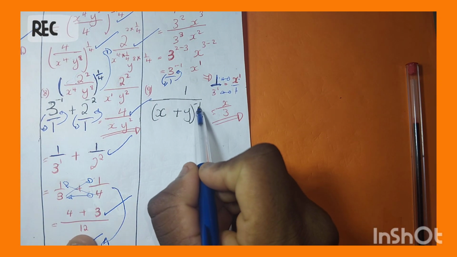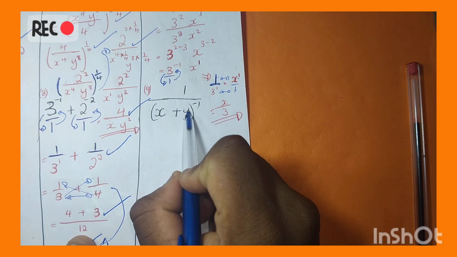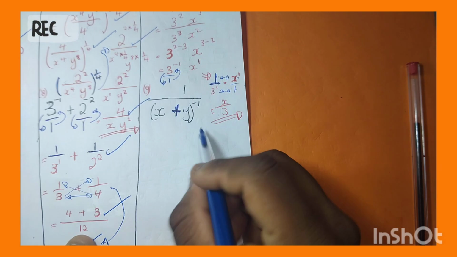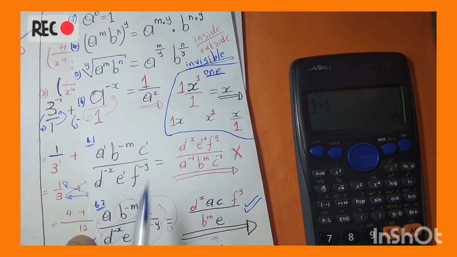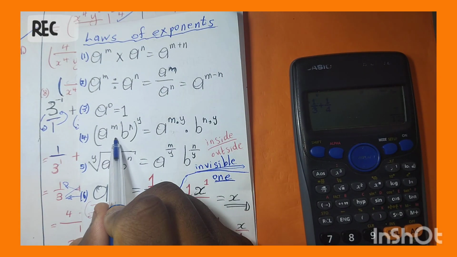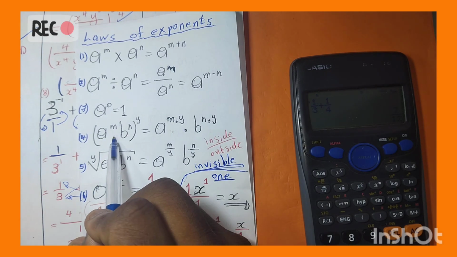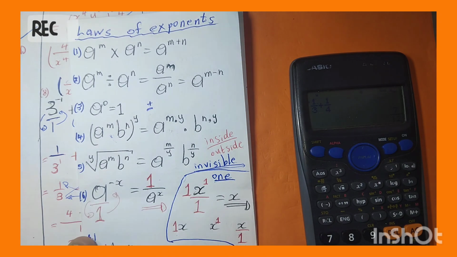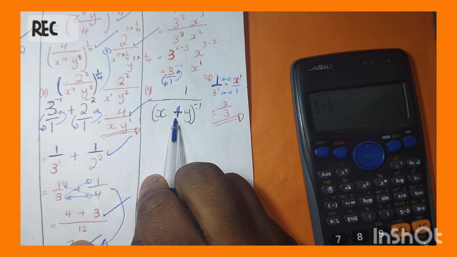You can't say that the exponent outside the brackets will multiply the exponent inside the brackets. Here you can't do that because here we have a positive there. That law, guys, you only apply it if inside the brackets there is no plus or minus. If there is no plus or minus, you cannot apply this law. So here I cannot apply that law because here there is a positive.